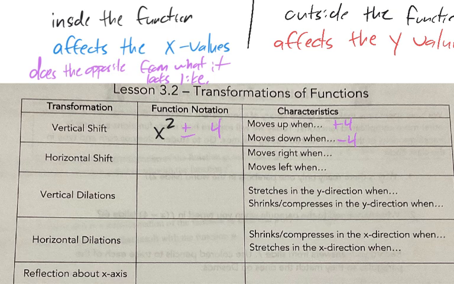Horizontal shift. Horizontal is left or right, so it affects the x's. So that happens on the inside. So that would be something like x plus or minus 4 squared. Everybody's okay with my notation still? I'm just trying to save us time.